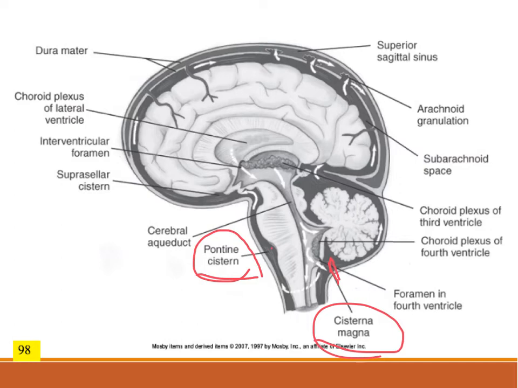Where's the pons versus the brainstem? Is it just that it goes down into the brainstem? Okay, so this is the brainstem going down. This is the pons. This is the medulla oblongata going down. So the first part of the brainstem is the medulla oblongata, and then this is the pons.